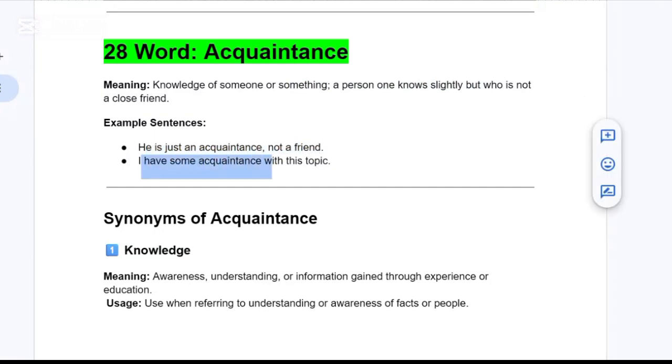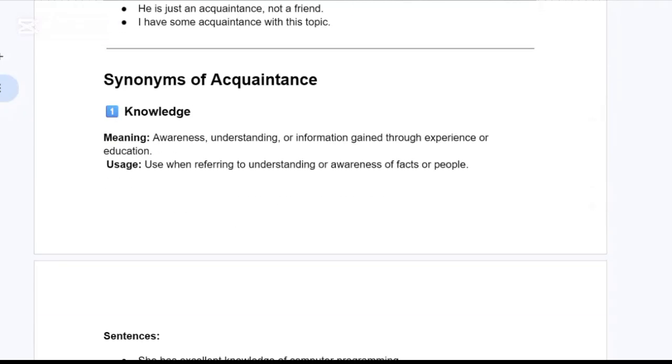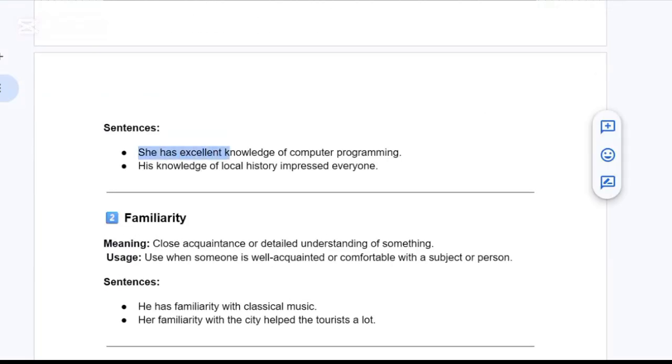I have some acquaintance with this topic. Synonyms: knowledge, awareness, understanding, or information gained through experience or education. It is used when referring to understanding or awareness of facts or people. For example, she has an excellent knowledge of computer programming. His knowledge of local history impressed everyone.